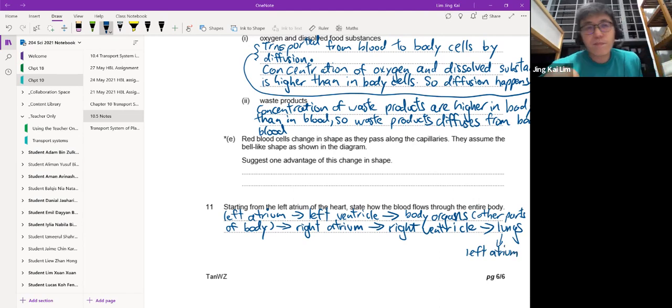Okay, so the blood will flow through the arteries if it's leaving by the left or right ventricle. But if the blood goes into the left atrium or the right atrium, then it's by the veins. Okay, you enter by the veins.